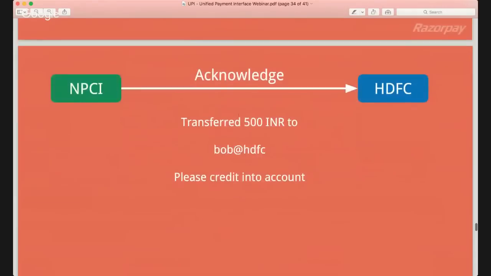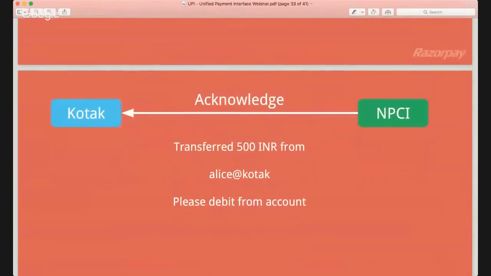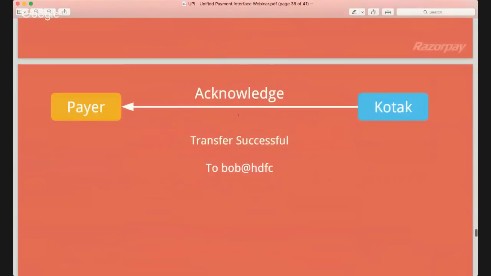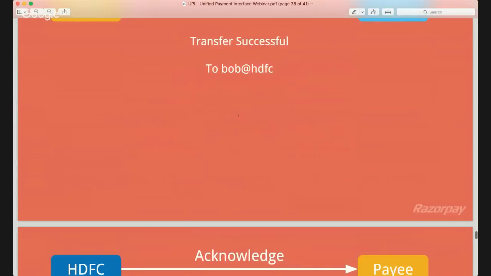Similarly, they'll also acknowledge the same thing on the other side to Bob and say, hey, HDFC, Bob has some money in their account. Please credit it to their account. So essentially, this is the standard IMPS procedure that happens. Now, once the IMPS transfer has happened, the banks themselves must acknowledge the transfer to the payer and the payee as well. That's the final step of the process, which is where you have Kotak Bank themselves telling the payer, hey, transfer was successful to Bob at the HDFC.